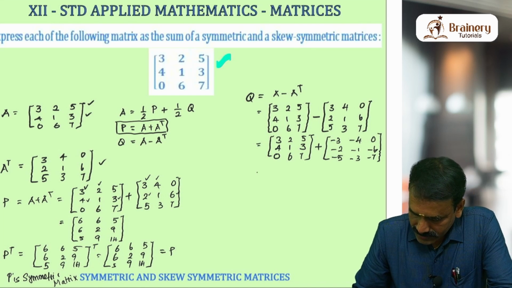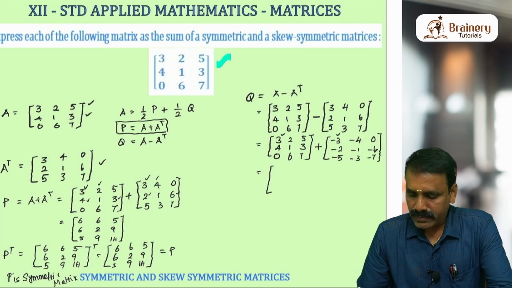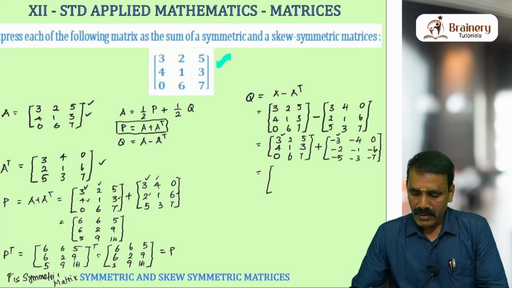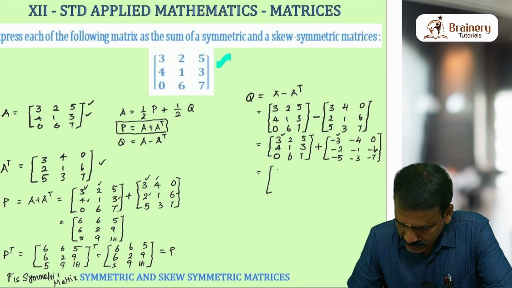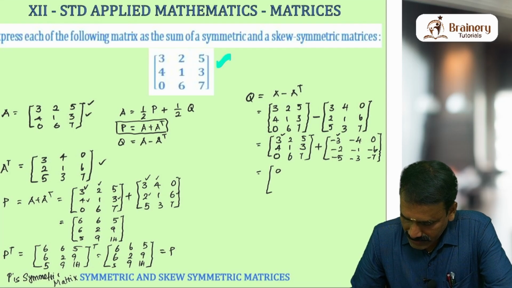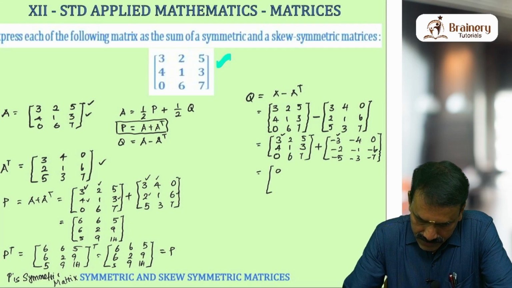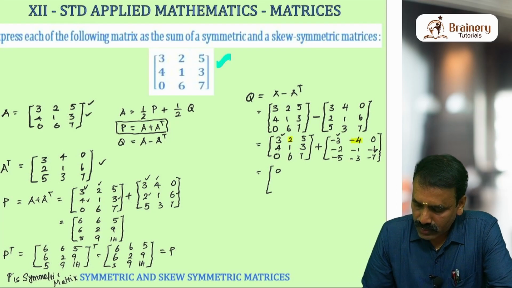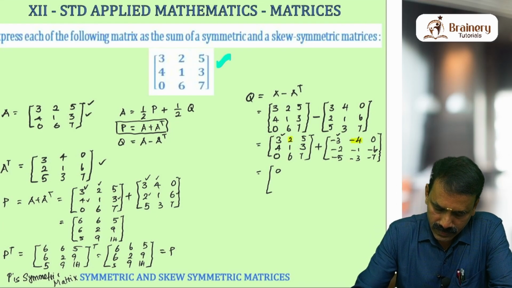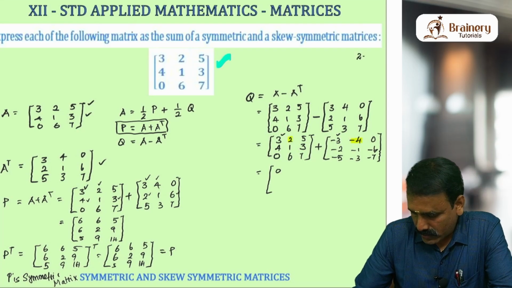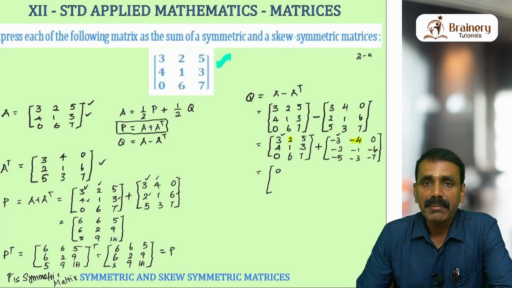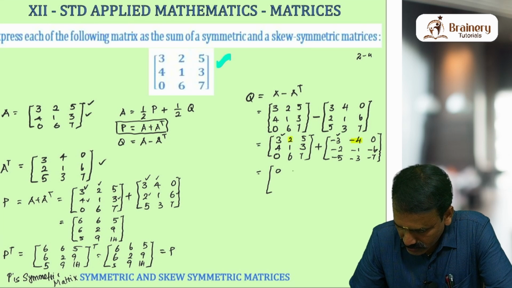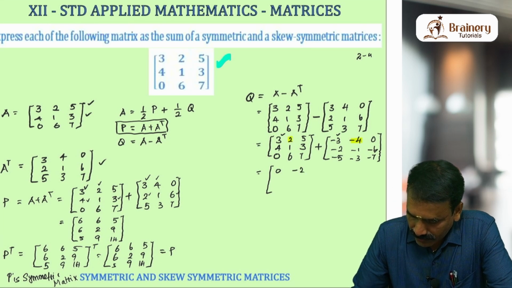So I am going to add. I add first row, first column with first row, first column. So 3 added with minus 3. What you are going to get? 0. 2 minus 4, second element added with the second element. So 2 minus 4, different symbols, so we have to subtract. When you subtract, your answer is going to be minus 2. 5 plus 0, so it is going to be 5.